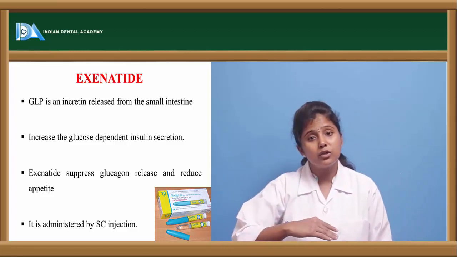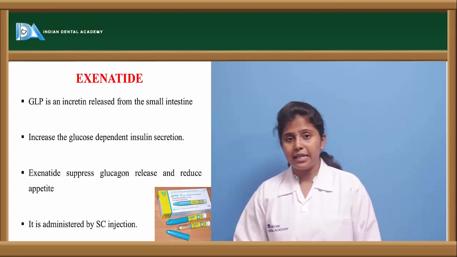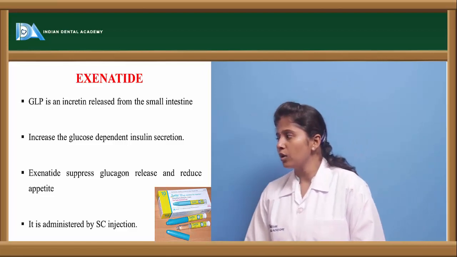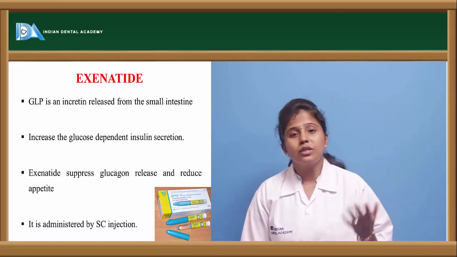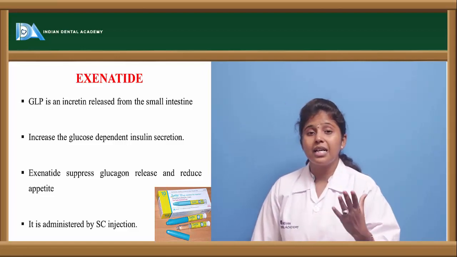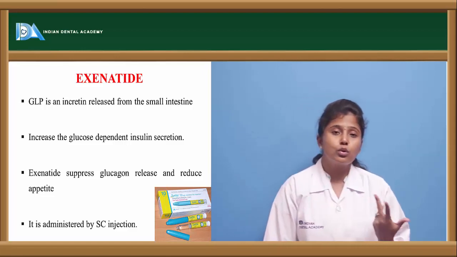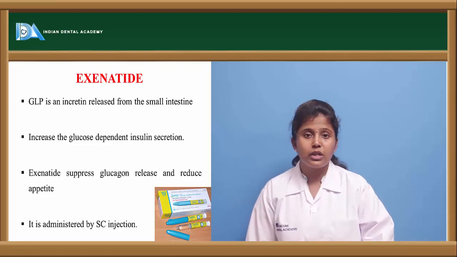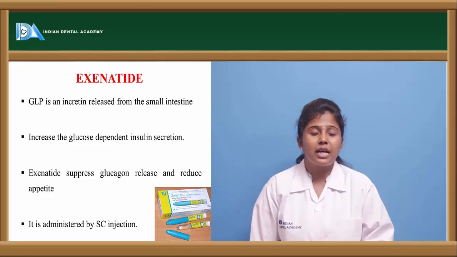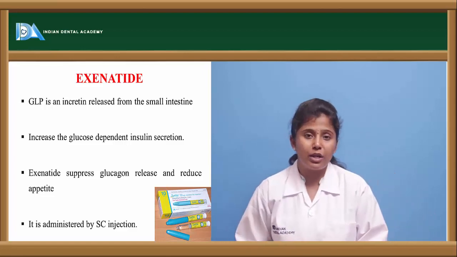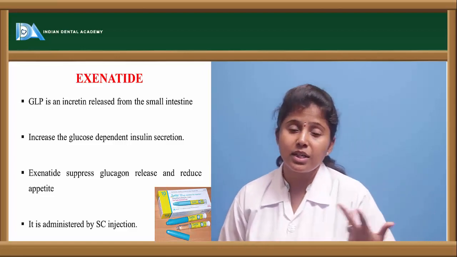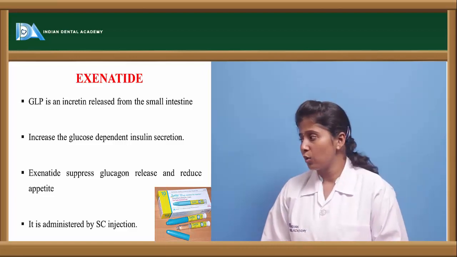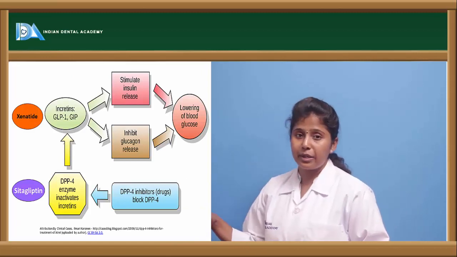insulin. They allow the insulin to be secreted from the beta cells, and thereby they aid in decreased glucose levels. And this exenatide suppresses the glucagon release and reduces the appetite. So this drug won't allow the glucagon to get released, and thereby it won't allow the carbohydrates to get metabolized, and the appetite can be reduced. It is administered through the subcutaneous route.